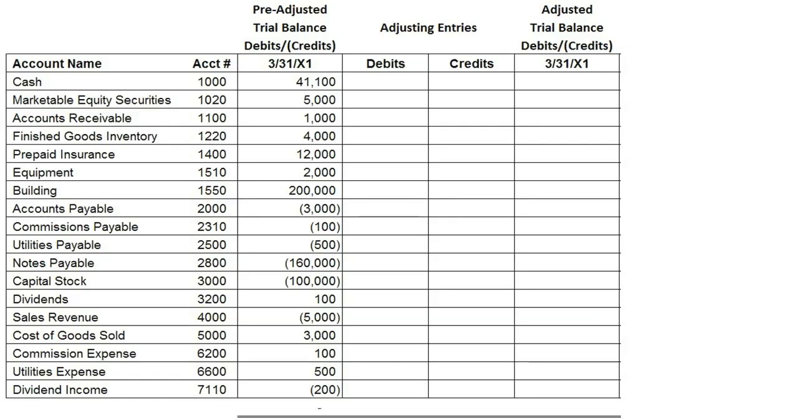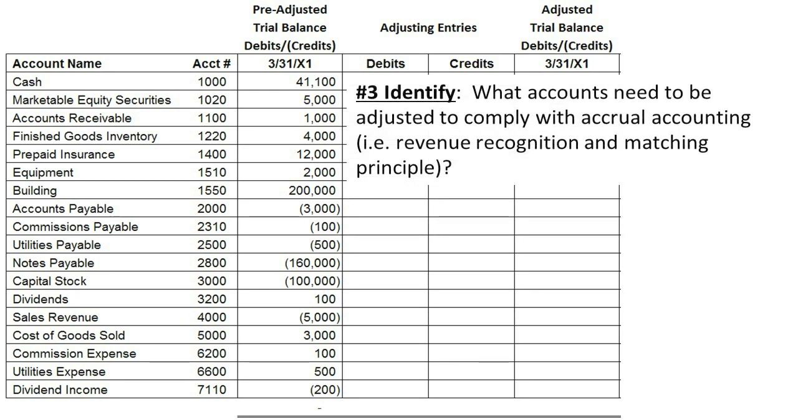Here's the pre-adjusted trial balance that we created in the first round of the full accounting cycle as we recorded the original transactions. In this second phase, when we deal with adjusting entries, we will review this pre-adjusted trial balance and its balances to determine which of these accounts will need to be adjusted to comply with accrual accounting, i.e. revenue recognition and matching principle.